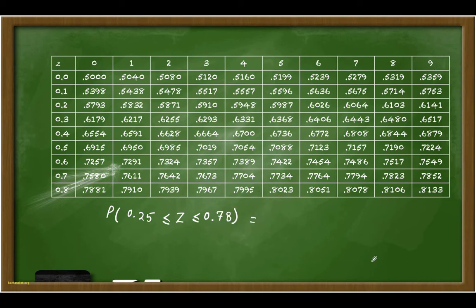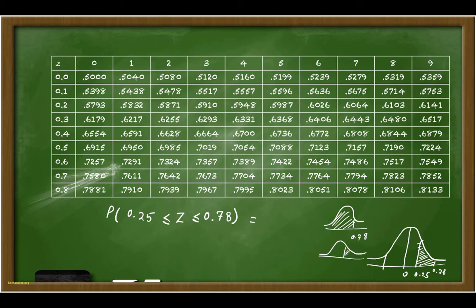So if we make the diagram of the situation, mean is 0, that lies in the center, and z is between 0.25 and 0.78. So we have to find this probability. If you want to find this probability, you just need to find the probability that z is less than or equal to 0.78 and the probability that z is less than or equal to 0.25, and when you subtract these two areas, you will be left with this shaded area.